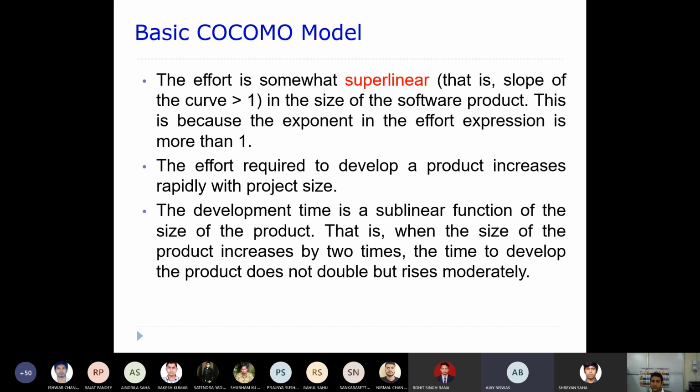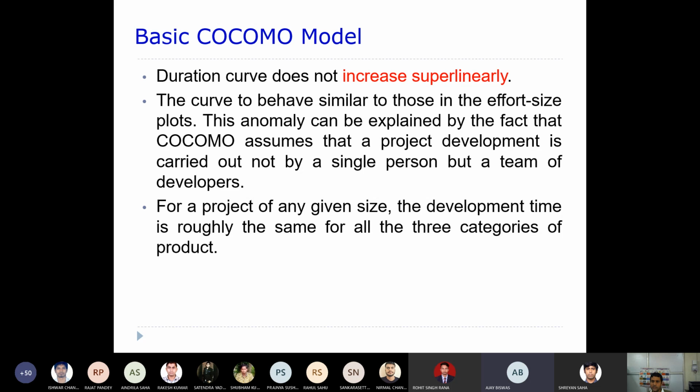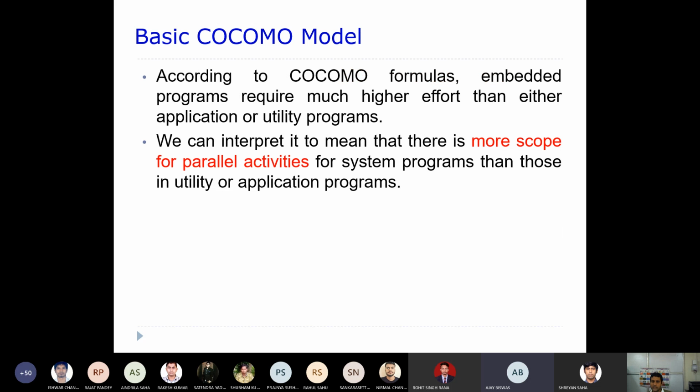Sir, the work is being divided among employees. Yes, there is scope for parallel activities. That is what we say. Because it's a large project, maybe a large number of people are working, so we can definitely find some parallel activities and carry them out in parallel. As a result, we somehow reduce the development time. This is what it all says.